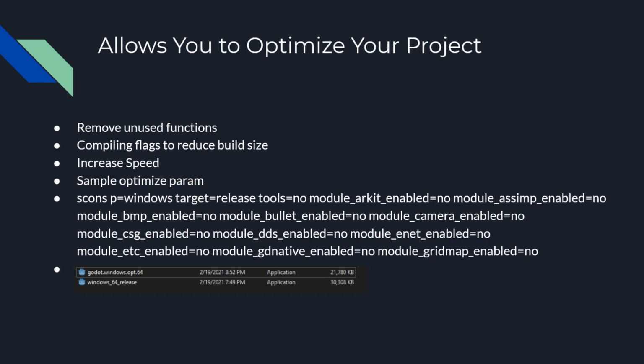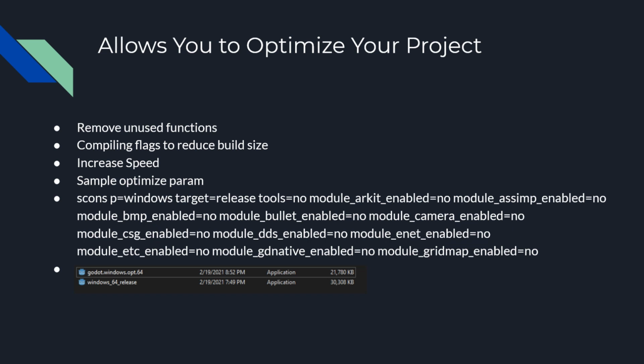ripping out your 3D engine if you don't want a 3D engine. For instance, if you're making an app or a 2D game, you don't need the whole 3D engine. So it allows you to completely rip that out. It also allows you to rip out unused GUI nodes and really just pull out all of your unwanted modules that you have. For instance, if you don't need ARKit or things like that, you can pull those out and it'll optimize for size.